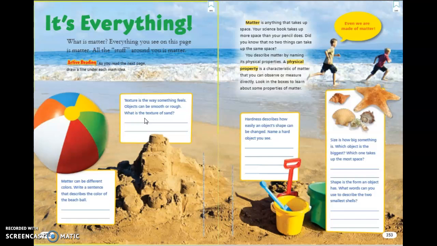You should have had something like this. Sand has a rough texture. You should have written that on the line below. Make sure you're capitalizing your sentences and then you're putting a period at the end.